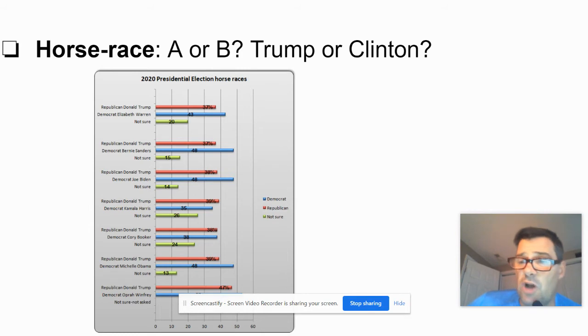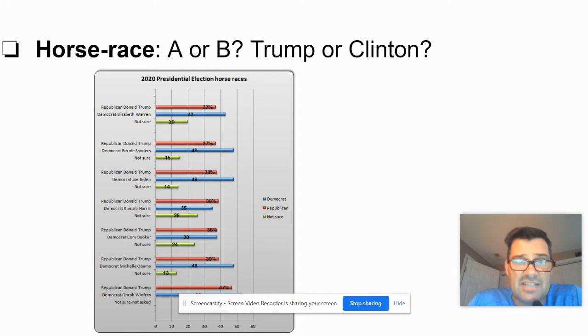All right, so we have what's called the horse race poll. And that's just like A or B. Do you want Trump or do you want Clinton? And that's the horse race. This is the most common type of poll, especially in political elections. And the media really, really love these polls because they emphasize the horse race.